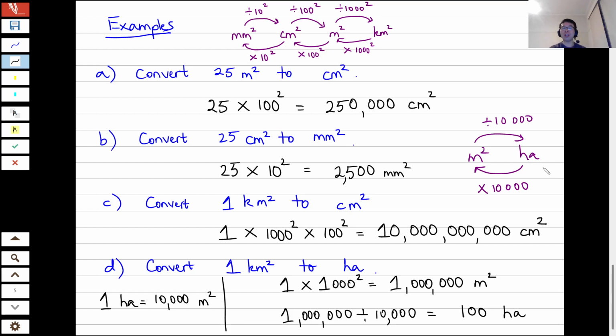Okay, so you've got everything you need now after these first 2 videos to do the first question in the work program. In the next video, we'll start looking at actually assigning areas with these units to different shapes.